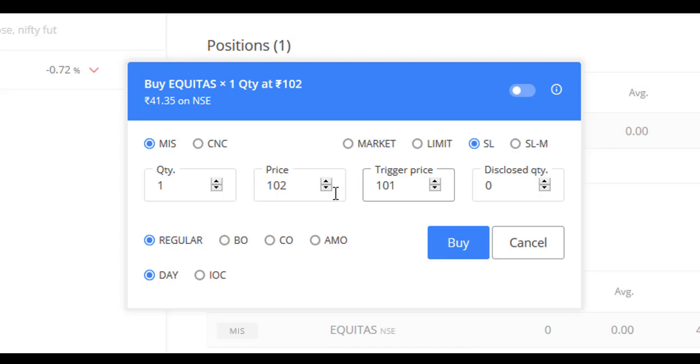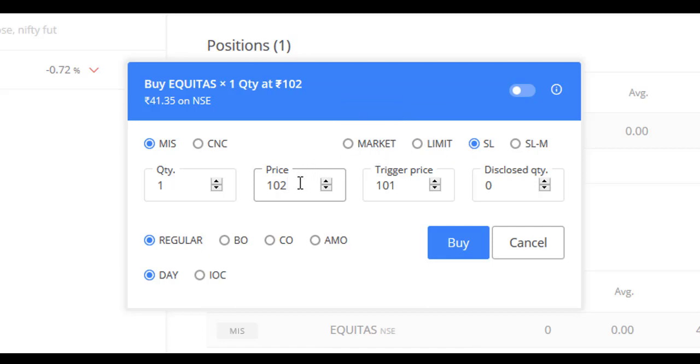The most important thing is you need to enter a price above the current price. You cannot use this order to buy stocks below the current price. It's only for above the current price. If you want to buy stocks below the current price, you have to go for a limit order. Stop loss is always for above the current price.